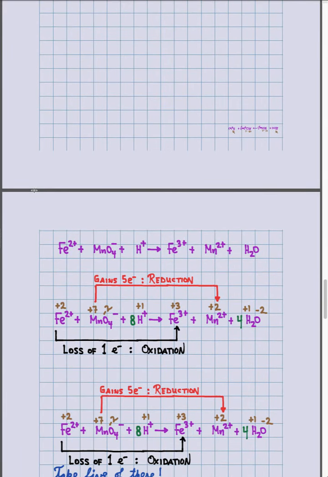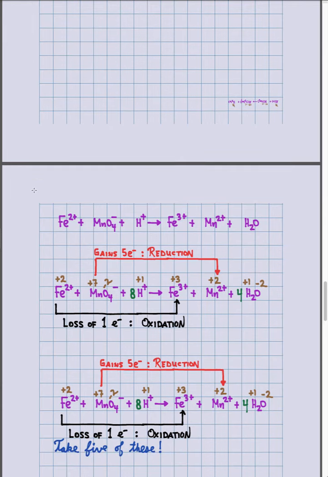Oh Lord, there's more. Yikes. This one's fun. This is a classic. Iron 2 plus gets oxidized to iron 3 plus by the permanganate ion. It helps to have some H plus acid in there, extra H plus. Iron 2 plus, iron 3 plus, that's an oxidation. Yeah, losing 1 negative electron.